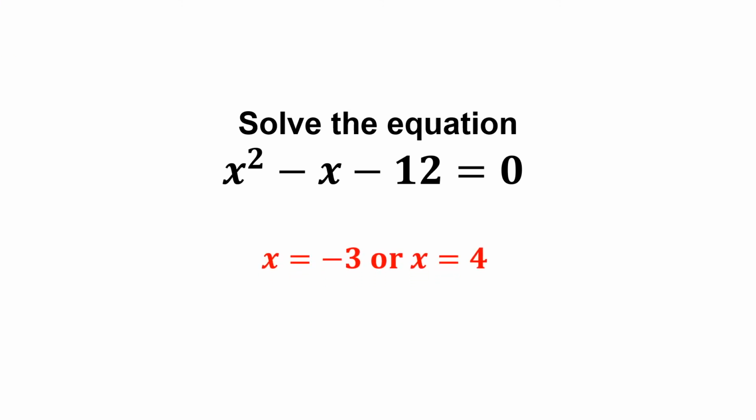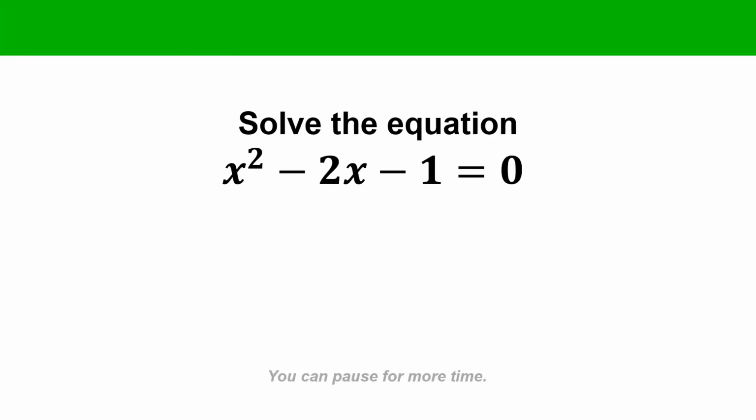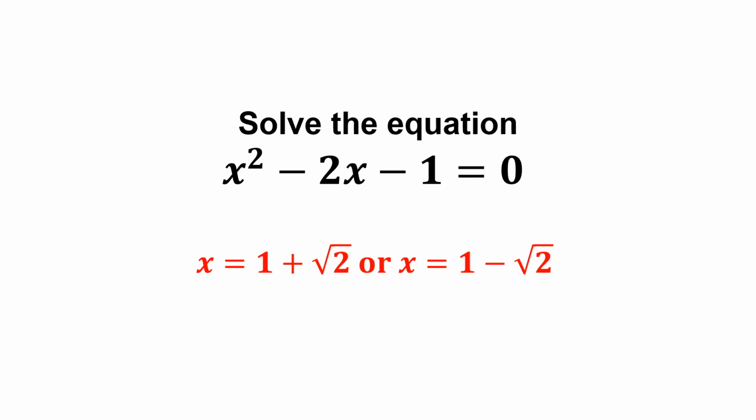The solutions are x is equal to negative 3 or x is equal to 4. Solve the equation x squared minus 2x minus 1 is equal to 0 using the method of completing the square. The solutions are x is equal to 1 plus square root of 2 or x is equal to 1 minus square root of 2.